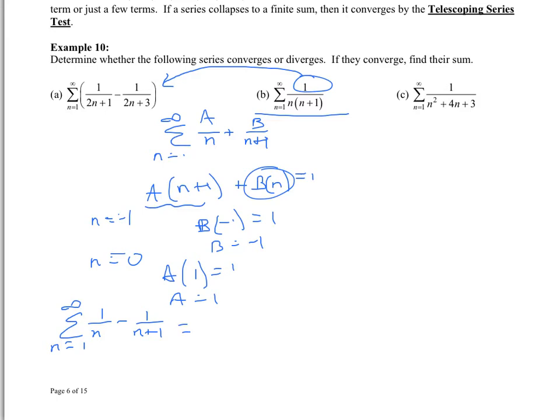Okay, so let's write out a few terms here. So when n is 1, we would have 1 minus 1/2 plus, when n is 2, we'd have 1/2 minus 1/3 plus 1/3 minus 1/4, and so on.